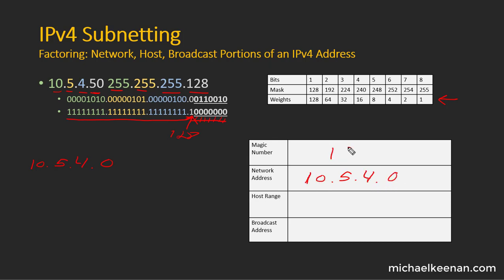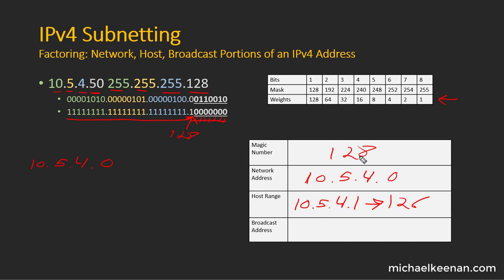10.5.4.0. And the magic number is 128. The host range is going to be 10.5.4.0, 10.1, because we can't use 0, that's the network address, and we can't use the last IP address because that's going to be used for the broadcast address, so it goes all the way through 126. And because you have to use 0 in there, the magic number is 128, so that's not the total amount of hosts. That is the incremental value for the subnet.